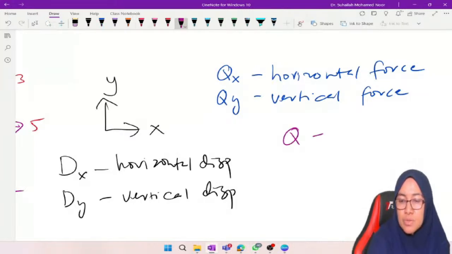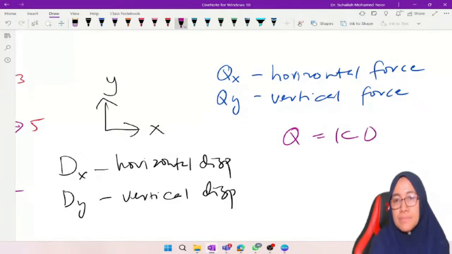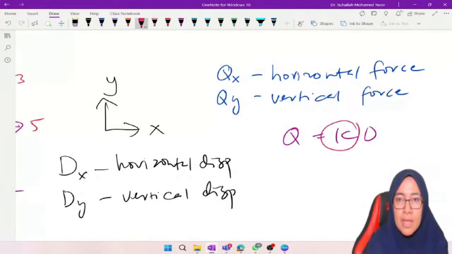Q is equal to KD is the stiffness equation. K is the stiffness matrix. We will produce the stiffness matrix, written in matrix form. So Q also we have to write in matrix, and D also in matrix. This Q is nodal forces, K is the structure stiffness matrix, and D is nodal displacement.